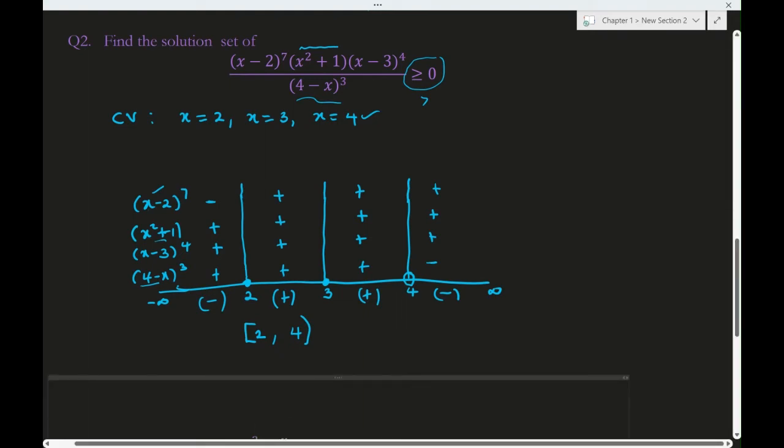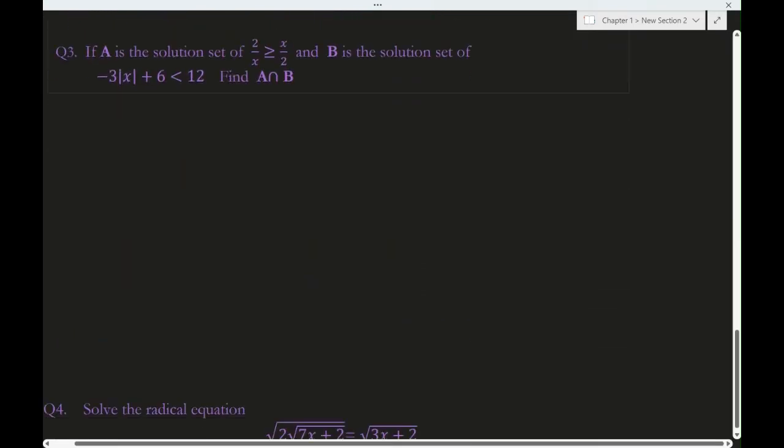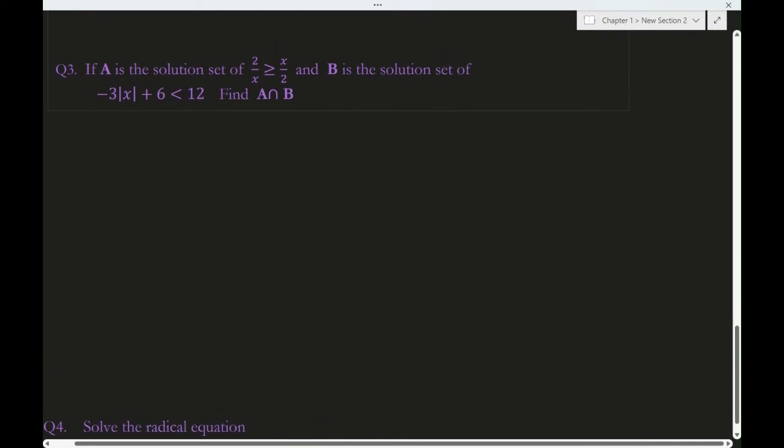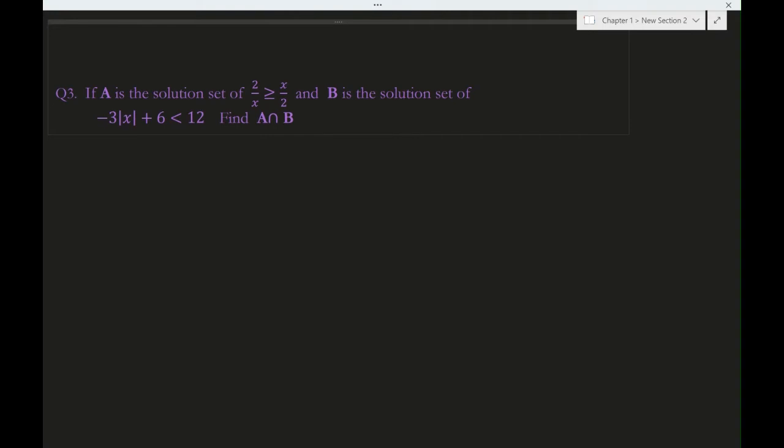Okay, I think this is the solution for question number 2. Now let's move quickly to question number 3. Question number 3 has two parts. The first part is to find A, and the second part is to find B.